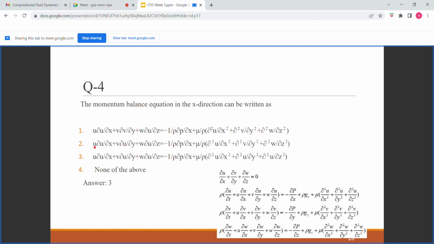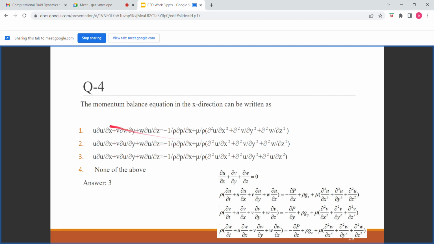In option 2, it is given that u ∂u/∂x plus v ∂u/∂y plus w ∂u/∂z. So this LHS is correct in this equation, and is equal to minus 1 by rho ∂p/∂x plus mu by rho (∂²u/∂x² plus ∂²v/∂y² plus ∂²w/∂z²). In the RHS, the u velocity is not maintained. So in the first case, both LHS and RHS were false, whereas in the second case, LHS is correct but RHS is wrong.